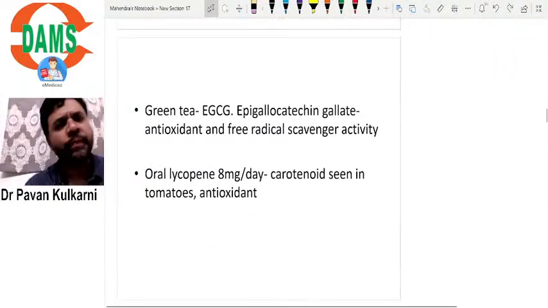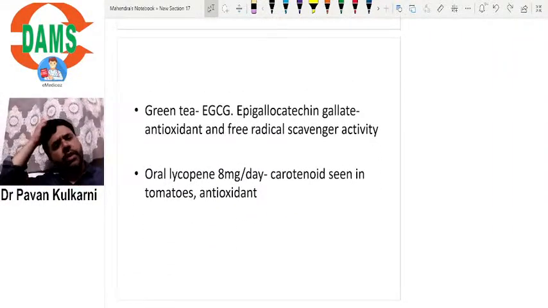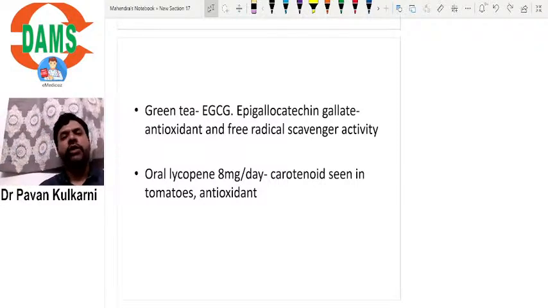Green tea is given sometimes, because one of the components of green tea is an antioxidant, that is EGCG, epigallocatechin gallate. We know that free radicals are one of the important factors in leukoplakia or cancer development. So free radical scavengers, that is antioxidants, are required. One of the important antioxidants given here is EGCG.